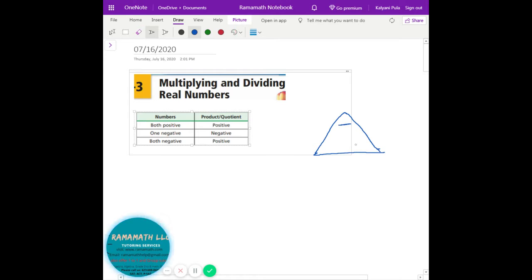It says a negative times a negative becomes a positive. A negative times a positive gives you a negative. And a positive times a negative gives you a negative. So this times this gives you this. Okay? Make sense? All right, next one.